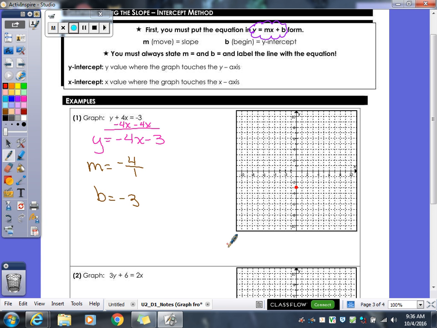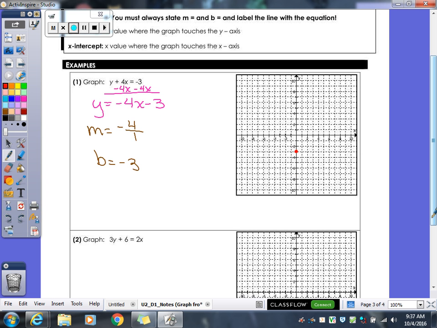Since it's a negative slope, remember you're going to count down 4 to the right 1. When it's negative, it's always down. You always are going to the right. You only need 3 points to make your graph accurate. So once you have your 3 points, you can use a ruler or a straight edge of some kind to make your line.